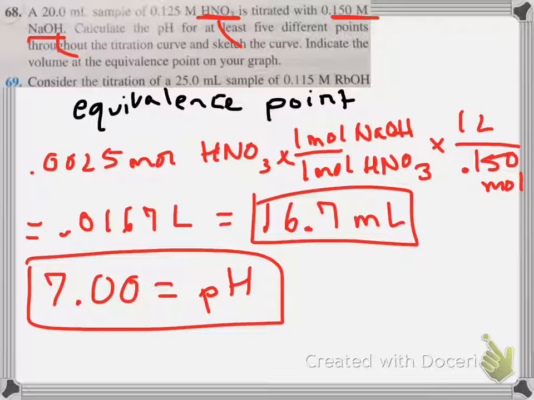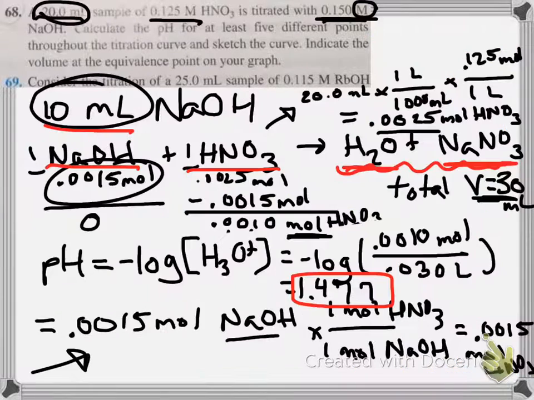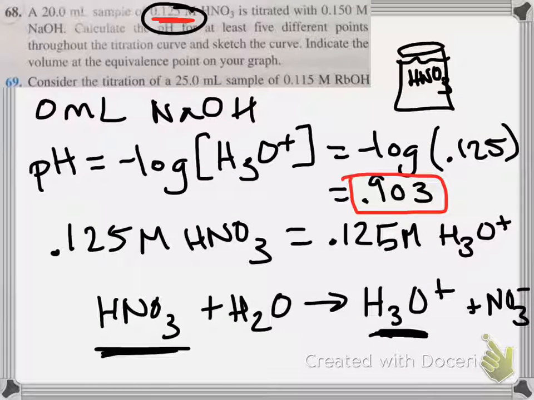So now we have 4 different points. Our first point is at 16.7 milliliters, there's a pH of 7. Our second point is at 30 milliliters, there's a pH of 12.602. Our third point is at 10 milliliters, there's a pH of 1.477. And the last point is at 0 milliliters of NaOH, there's a pH of 0.903. So now we plot these on a graph with the x-axis being the volume of NaOH and the y-axis being the pH.